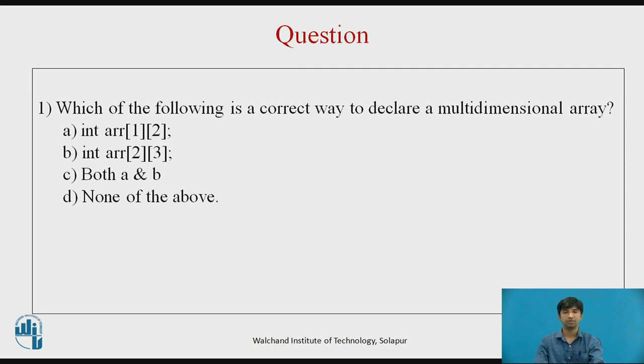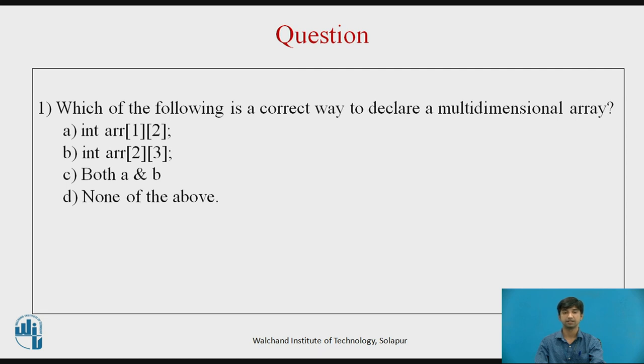The main point we discussed during the declaration of a multidimensional array was that you have to mention the data type of the array, which is correct in the first and second options. Then you have to mention the array name, and then mention the row size and column size. As both options A and B are correct, the answer is C, both A and B.